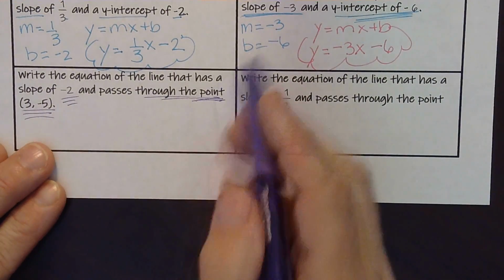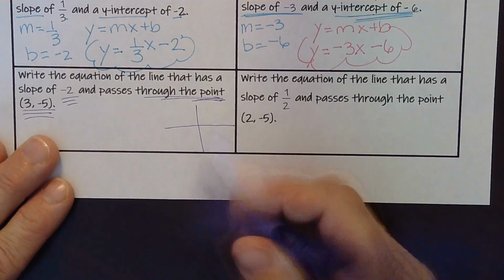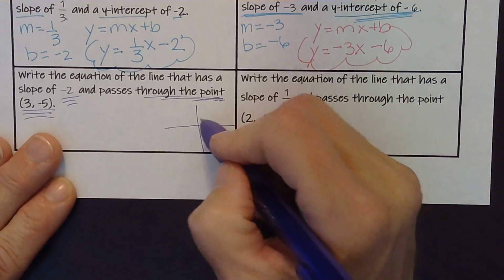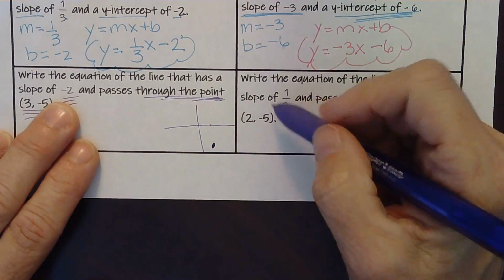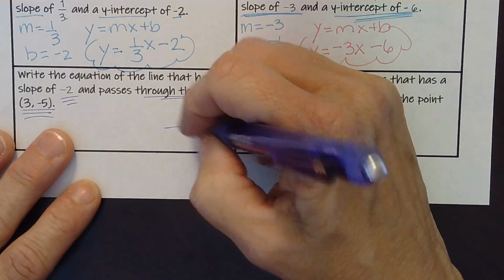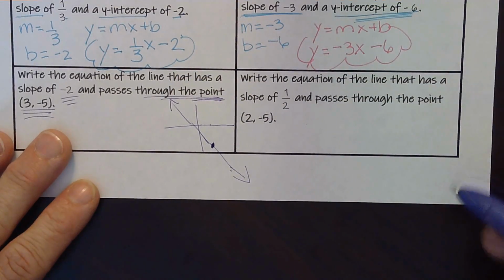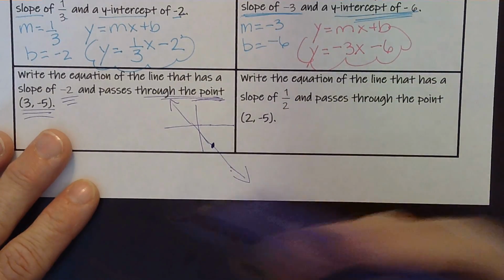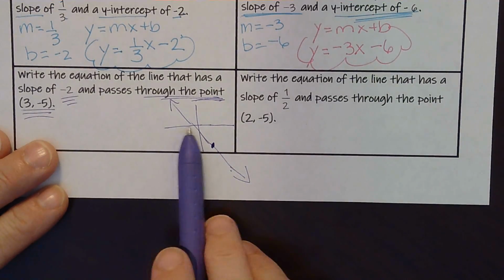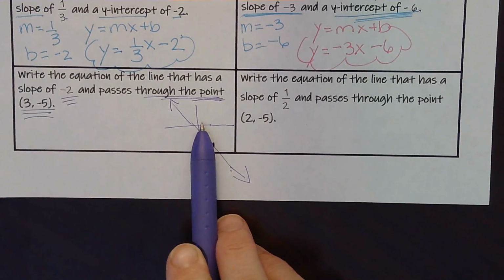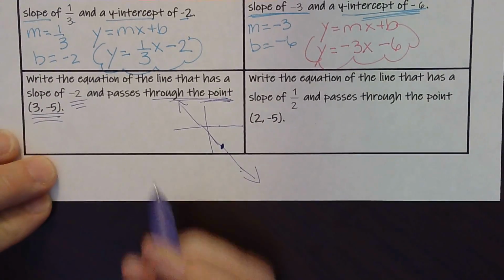Now I want to just get a little visual of what this line looks like. I have a point at (3, -5). I'll go over 3, down 5. I have a slope of -2, which means the line is going to fall. So my line is going to look something like this, and this is just a basic graph of what I think it looks like. So notice that we do not have the y-intercept, but that's okay, we don't need it. As long as we have a point and the slope, we can write the equation.